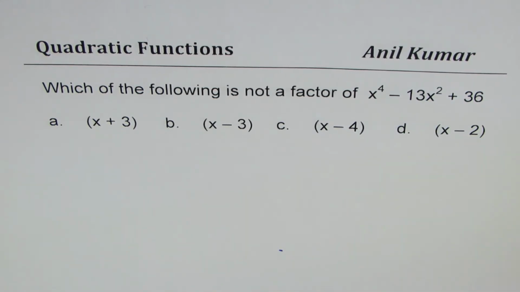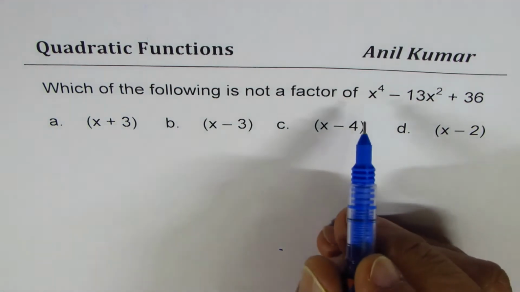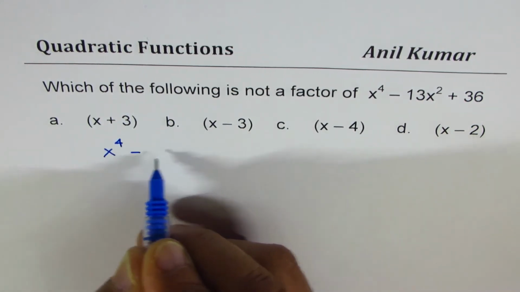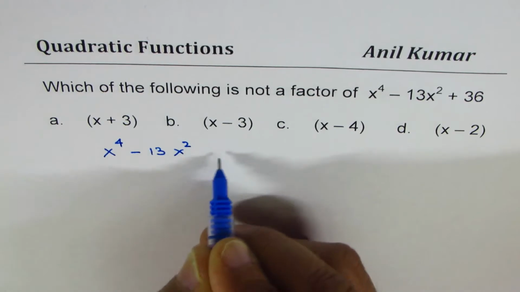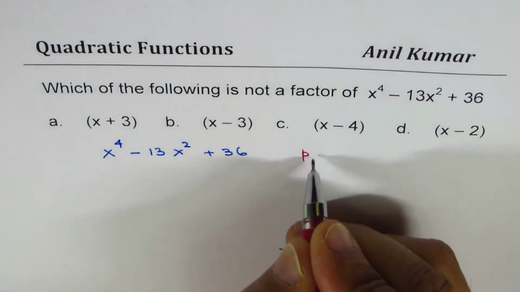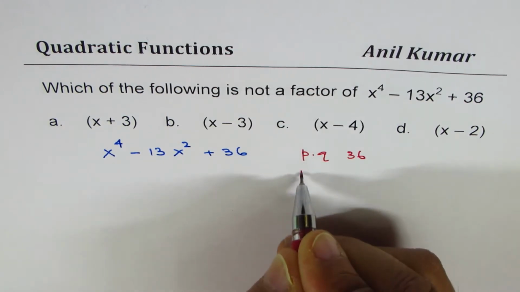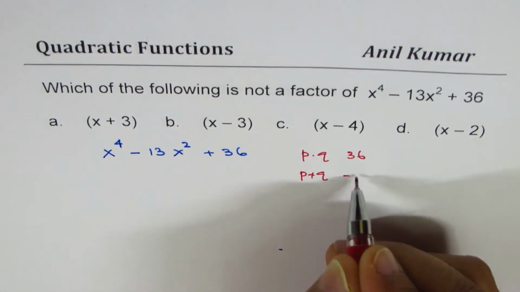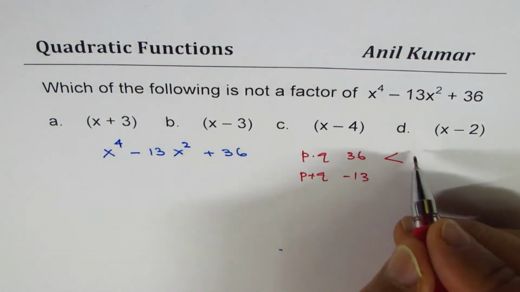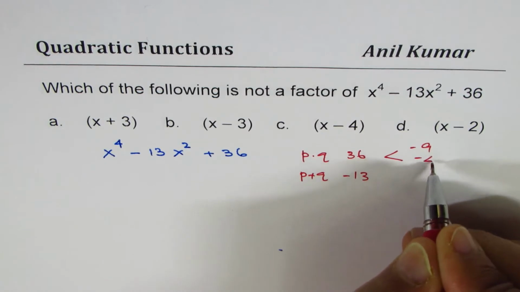You can always pause the video, answer the question, and then look into my suggestions. Now, best thing here is to factor and then check. So we have x to the power of 4 minus 13x squared plus 36. We can factor using product and sum. So we are looking for product of two numbers to be 36 and sum of two numbers to be minus 13. The two numbers could be what? 9 and 4, right? And both negative.